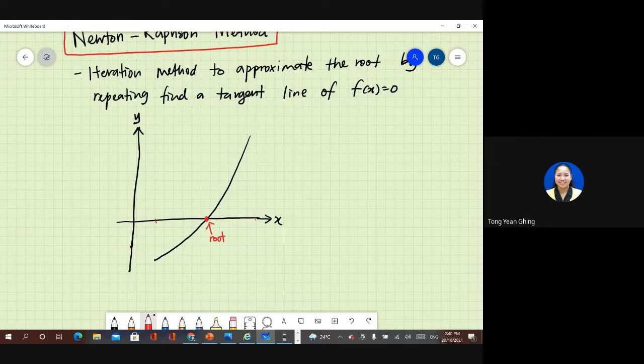But this one, from here we got an x0. So at this point, this is the x0, f(x0). Let's say this graph is f(x).